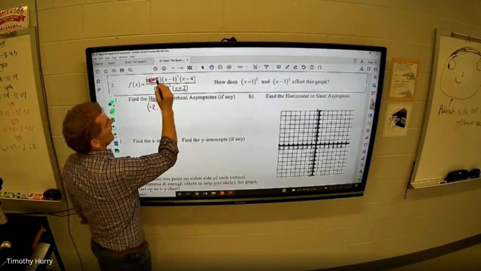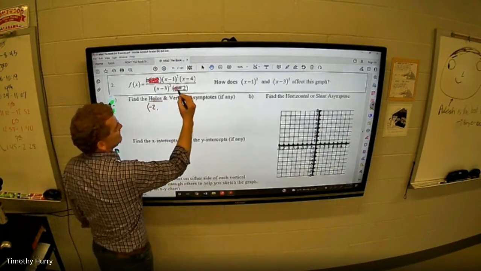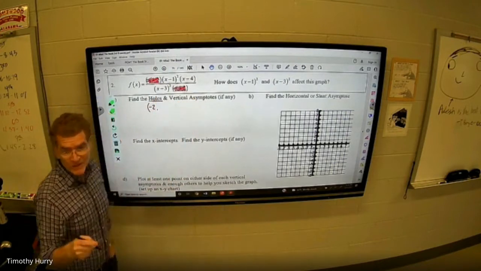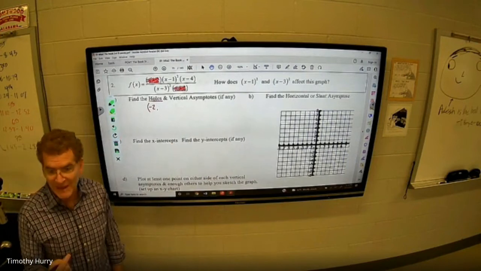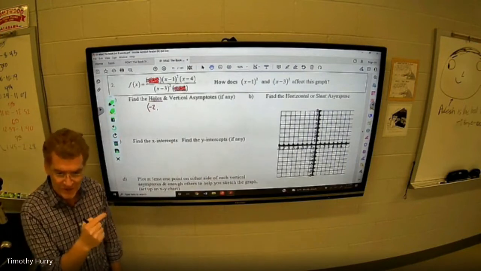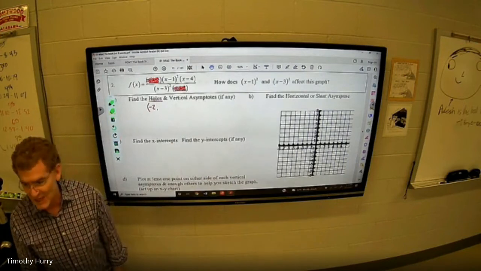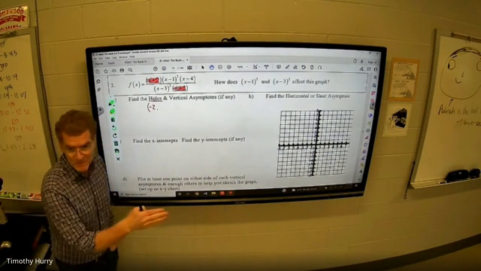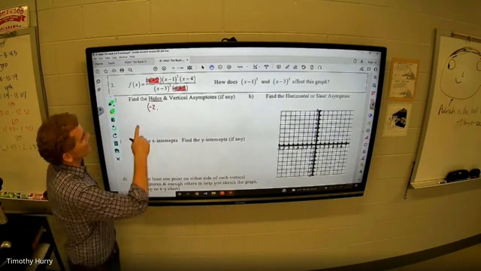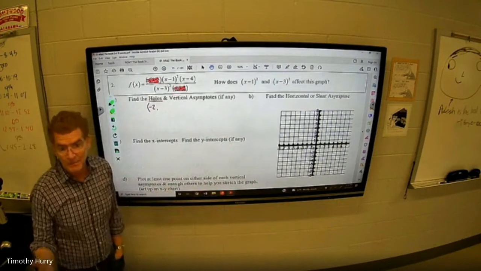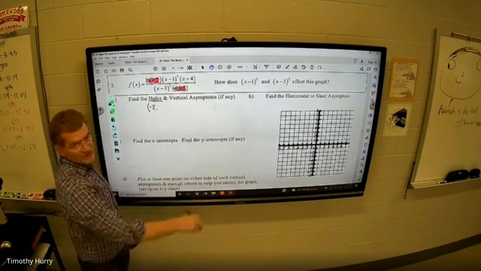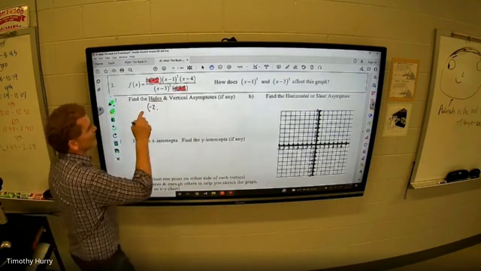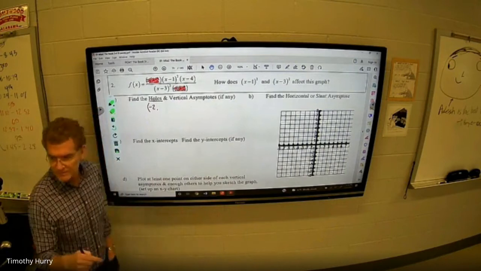Second I get it, I can throw these out and never look at them again, which is going to be really helpful in a moment because I'm going to have to find a slant asymptote on this. And the only way to find a slant asymptote is to multiply it out. It would be a real pain to multiply out 4 factors. It's going to be pain enough to multiply out 3.